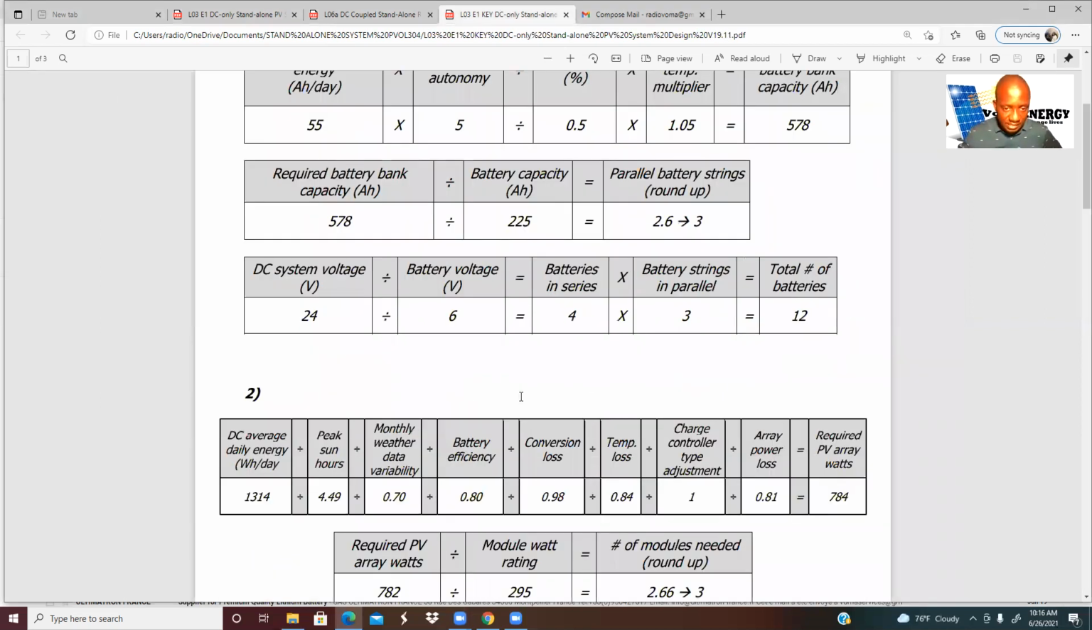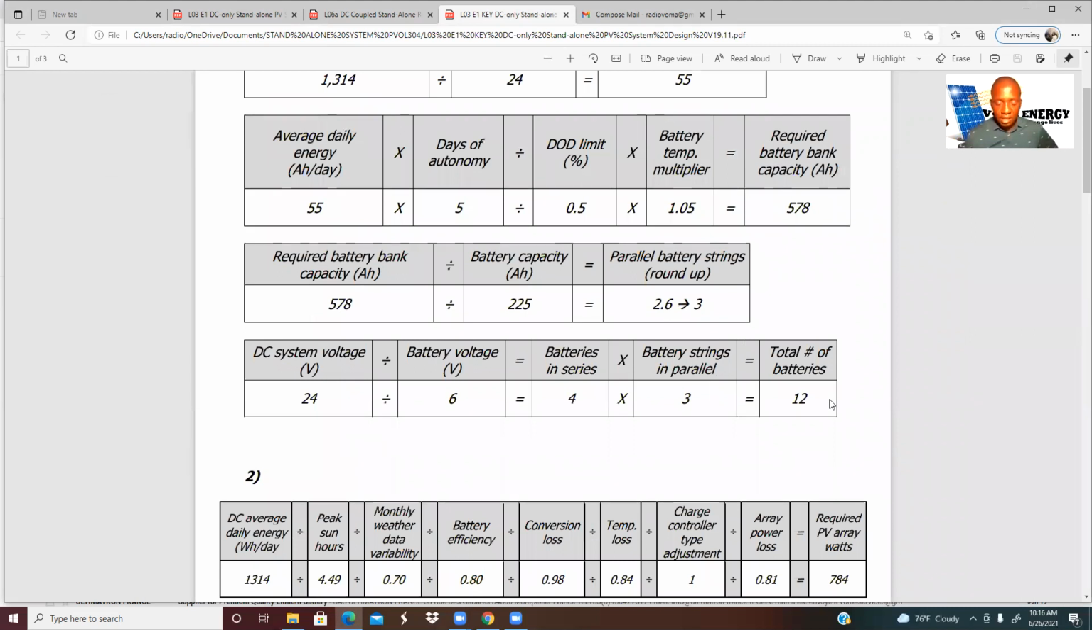So in this example, this is for a lead acid battery. You have the DC system voltage of 24 volt and your battery voltage is 6 volt. So 24 volt divided by 6 will give you 4 batteries in series, multiplied by the number of batteries in parallel, you have 12 batteries. So this is the system voltage, which means the solar panel voltage is 24 volt. So the solar panel comes in, the system voltage could be 12 volt, 24, or 48. So you have to fall on one of those. You divide by the battery voltage, which is 6 volt. The total number of batteries you need is 12.